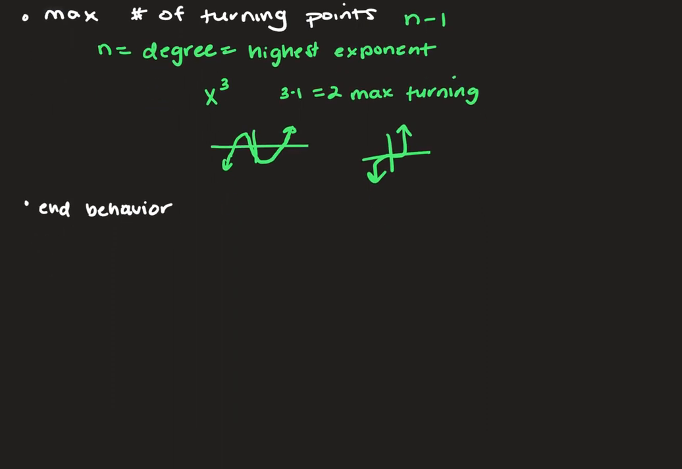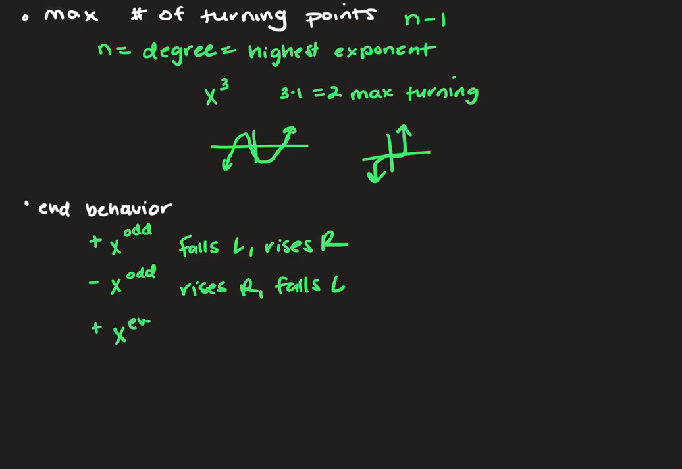We talked about the end behavior, or the leading coefficient test, which tells us the end behavior of a graph. If it is a positive coefficient with an x to the odd power, then it falls left and rises right. If it's a negative with an odd exponent, then it rises left and falls right. If it's positive with an even exponent, then both arrows point up, and negative with an even exponent, they both point down.